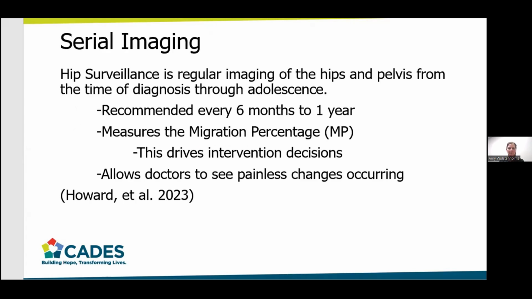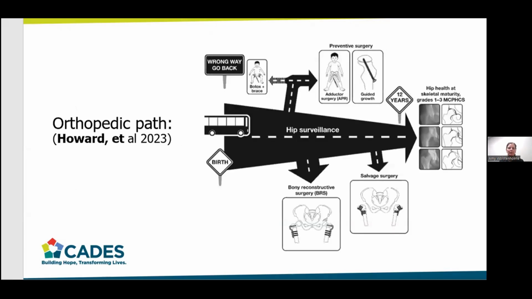This is why hip surveillance or routine imaging is recommended at the time of diagnosis and to continue every 6 months to a year through adolescence. Monitoring the hip migration allows doctors to see the changes and make recommendations for intervention. The ultimate goal being to maintain function and improve quality of life. This is a quick visual depicting the options which arise from imaging.